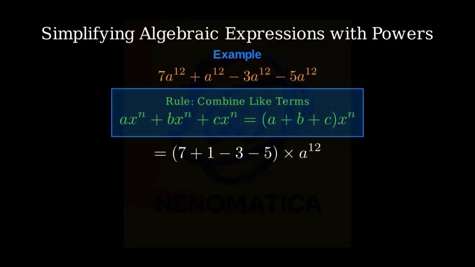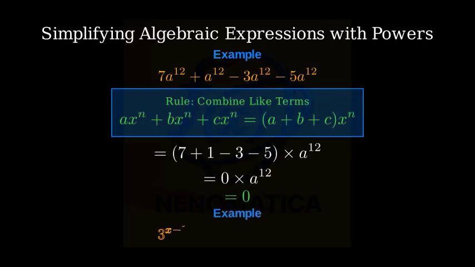First, we factor out a^12 from each term to get (7 + 1 - 3 - 5) times a^12. Next, let's calculate the value inside the parentheses. 7 plus 1 is 8, 8 minus 3 is 5, and 5 minus 5 is 0. So we get 0 times a^12. Finally, any number multiplied by 0 equals 0, so our final answer is simply 0.